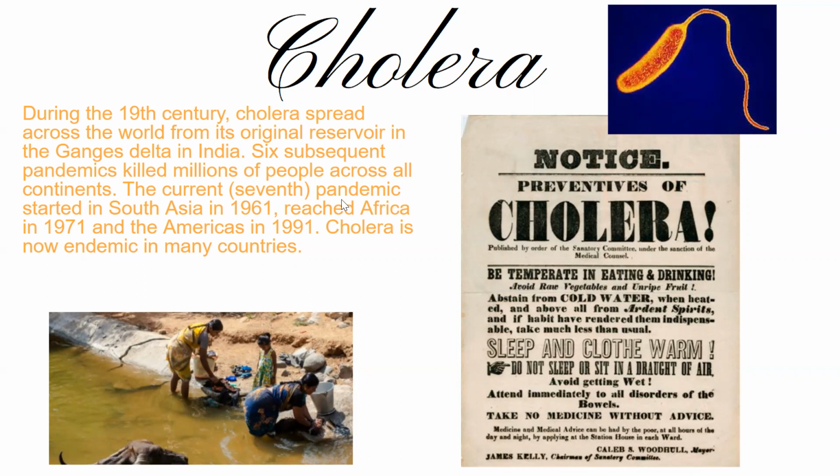The current 7th pandemic occurred in 1961 in South Asia, and it spread to Africa in 1971 and all the American countries in 1991. With time, the cholera bacteria has become weaker and weaker in its infective ability, and therefore cholera has become endemic in many countries. Endemic means, we have studied this term earlier. What is the meaning of the term endemic with respect to diseases?